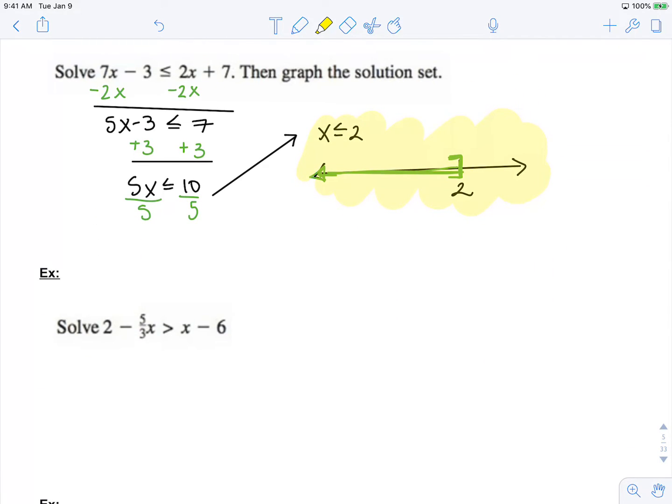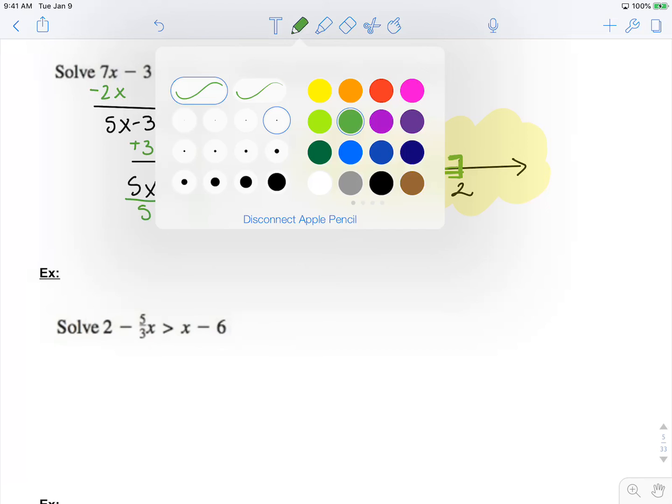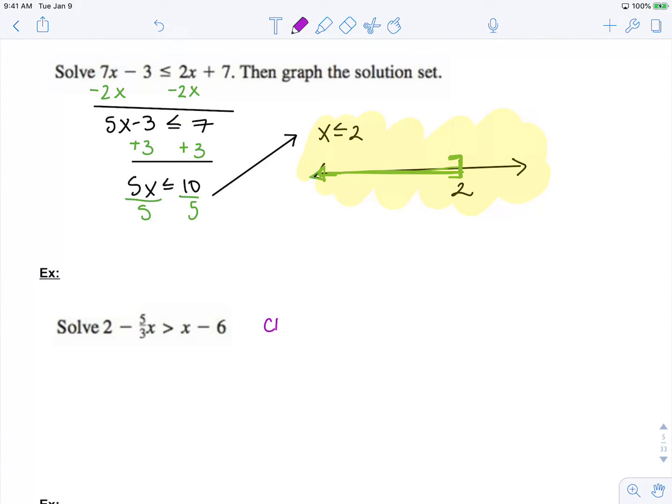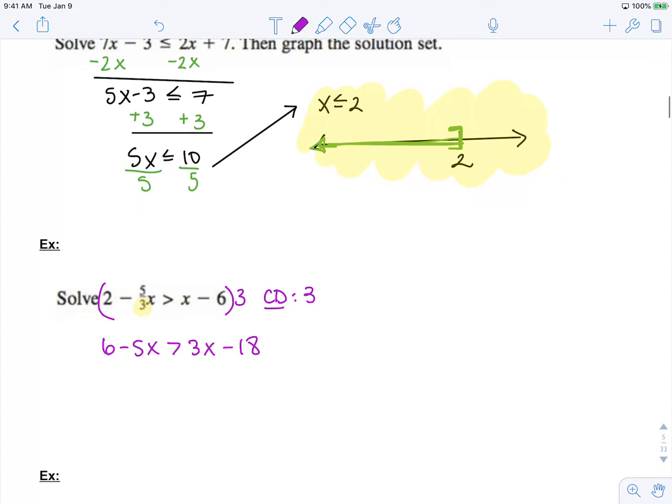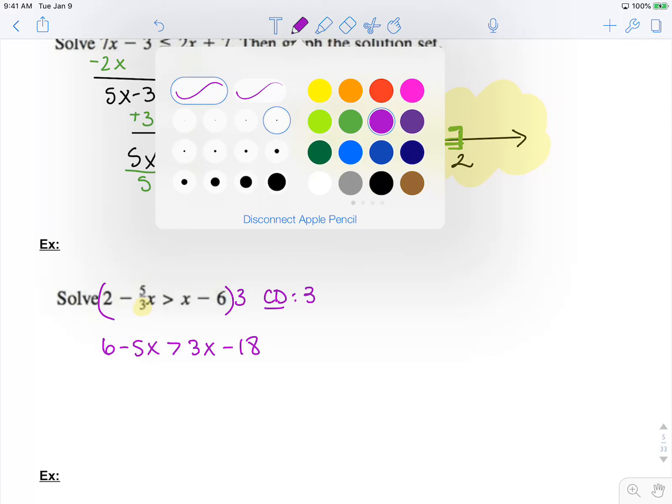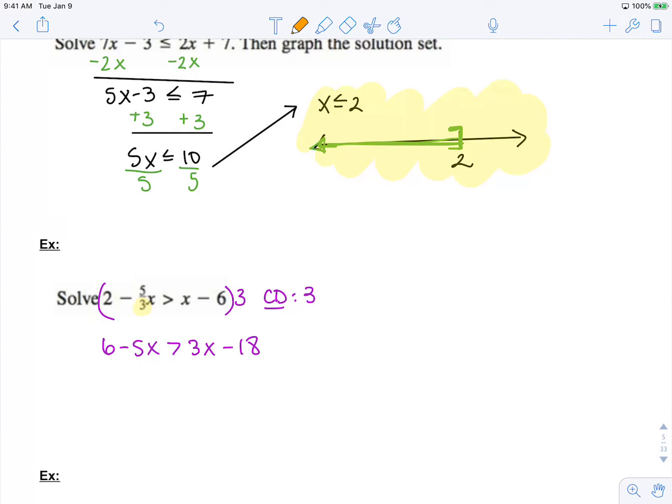Here in our next example, we have some fractions. So I want to find my common denominator. The only denominator I see is 3, so that's my common one. I'll multiply this entire inequality by 3. That makes 6 minus 5x is greater than 3x minus 18. Now that I've cleared my fractions, I will go ahead and solve.